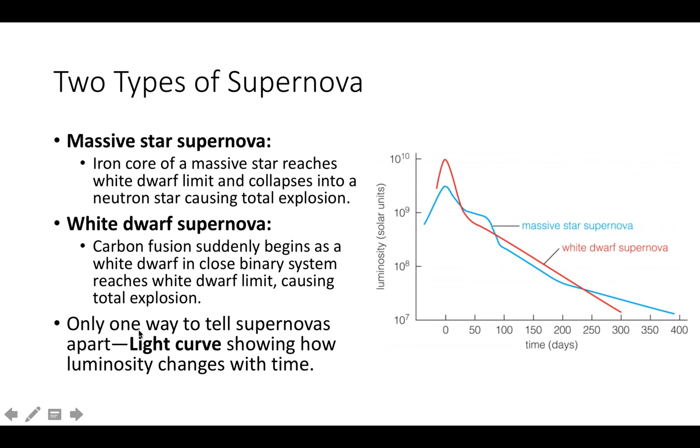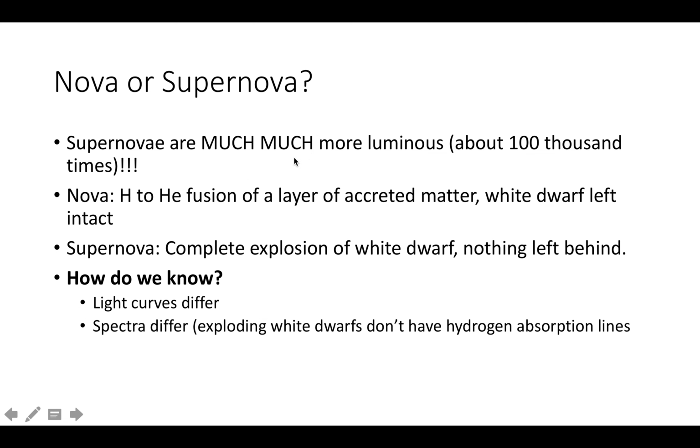White dwarf supernovas, you get carbon. So not quite as heavy as iron, but still kind of heavy. And it reaches the white dwarf limit, causing a total explosion as well, but it's just not as great as a massive star supernova. And so there's one way to tell the difference between the two, and that's just to look at the light curve. So in red here, we have our white dwarf supernova, and then over here is our massive star supernova. And it just shows how luminosity changes over time. So nova or supernova, a supernova is much, much more luminous.